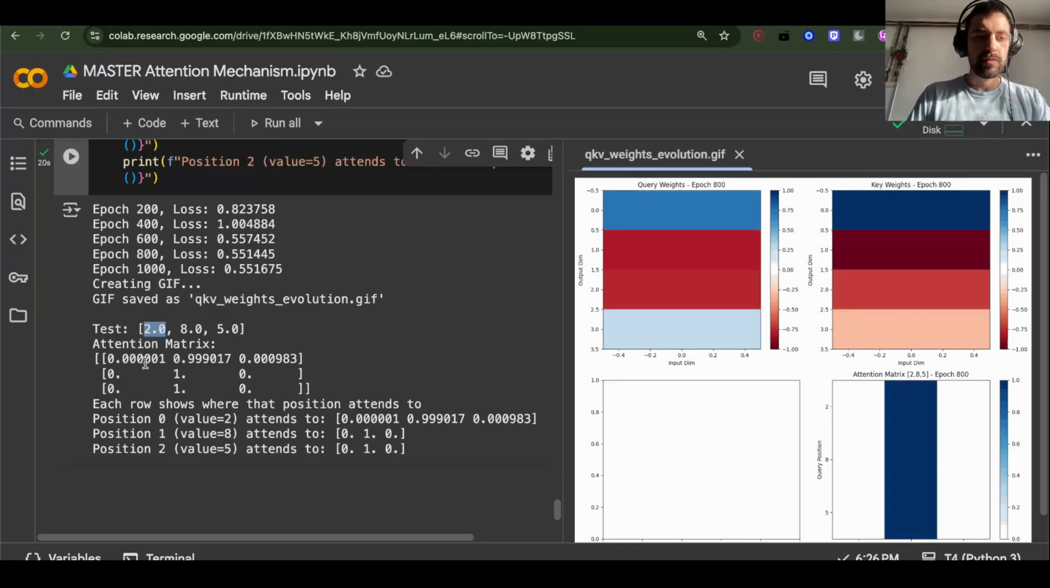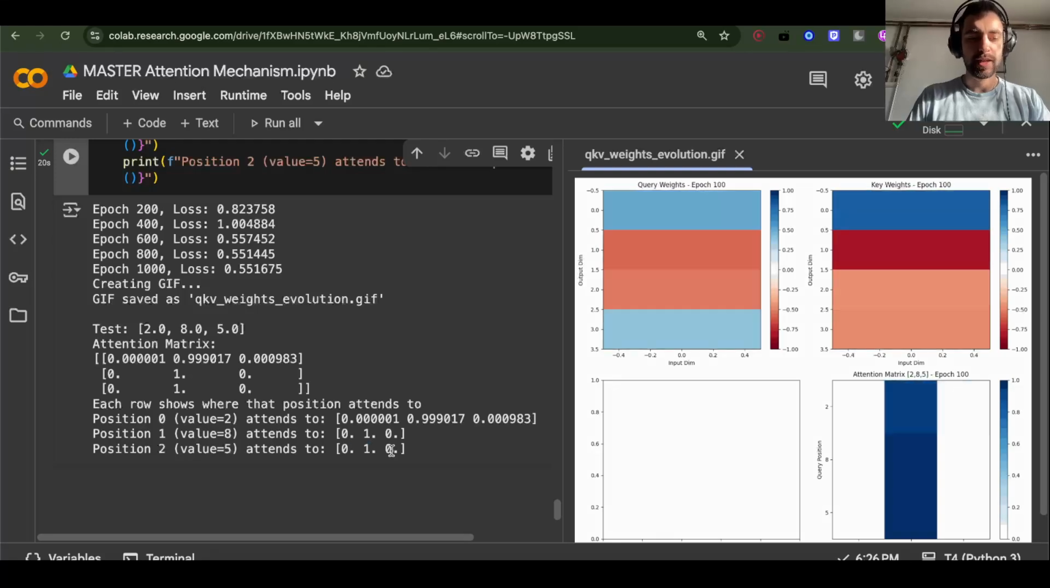So in this experiment, these are the results. For position 0, here number 2, this pays attention to the second number. You see 0.999, and then almost 0 to the other two, which is correct. The second number is highest. And for position 1, number 8, it's correct as well. So number 8 also pays attention to itself. And number 5 also pays attention to number 8. So this is a successfully trained attention mechanism.